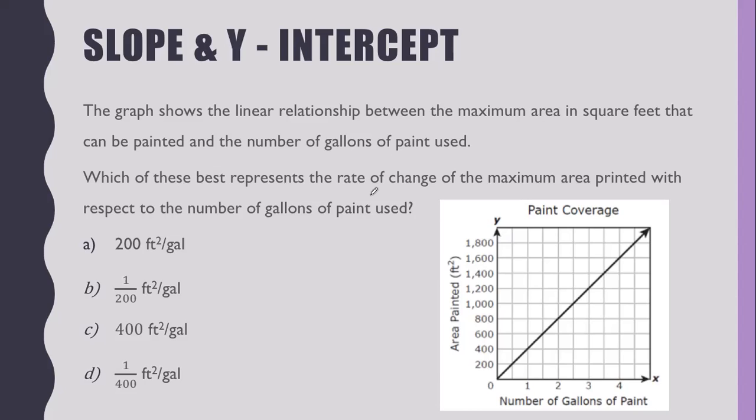Okay, which of these best represents the rate of change? What does rate of change mean? The slope. Okay, and for a graph, how do I find the slope? Rise over run. Okay.